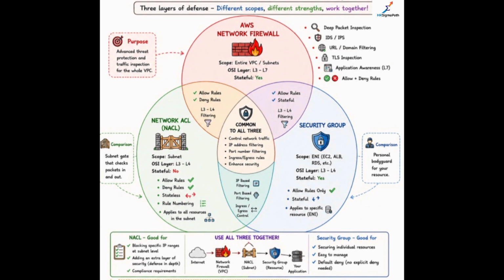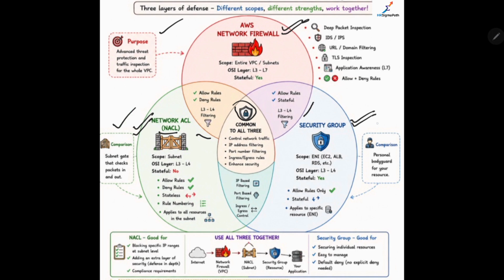Now look at the three large circles here. Each circle represents one AWS network security service. The red circle represents the AWS Network Firewall, the green circle represents the Network ACL, also called NACL, and the blue circle represents the Security Group. The size of these circles does not indicate which service is more powerful. Instead, the diagram uses overlapping circles to show where these services have unique responsibilities and where they share common capabilities.